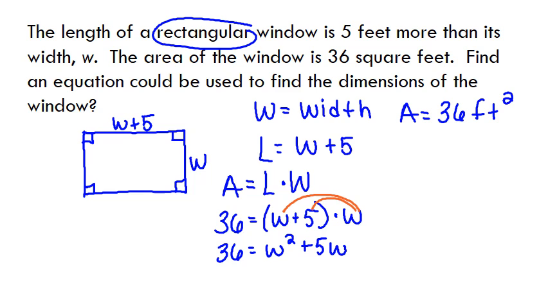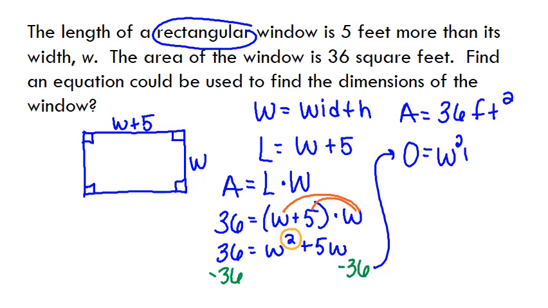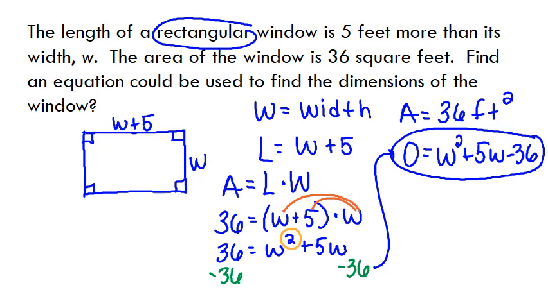Now because this has a highest exponent of 2, that means this is quadratic, and to solve a quadratic equation we want to get it equal to 0. So we are going to subtract 36 from both sides of our equation, and we're going to get 0 is equal to w squared plus 5w minus 36. So that would be the equation we would use to solve this. Now, we are good mathematicians and we are very curious about what this value of w would be, so we're just going to go ahead and solve it for some practice.